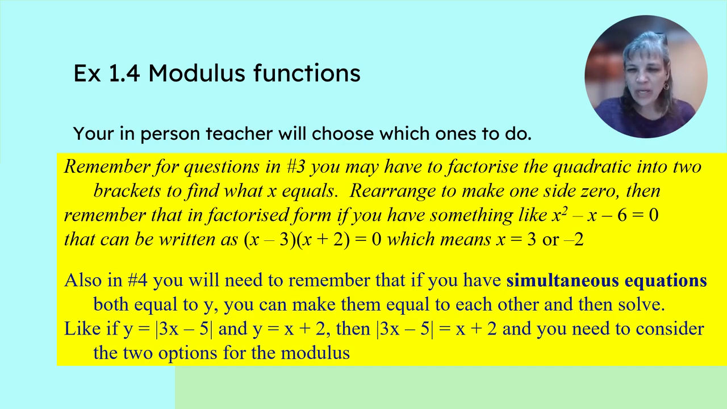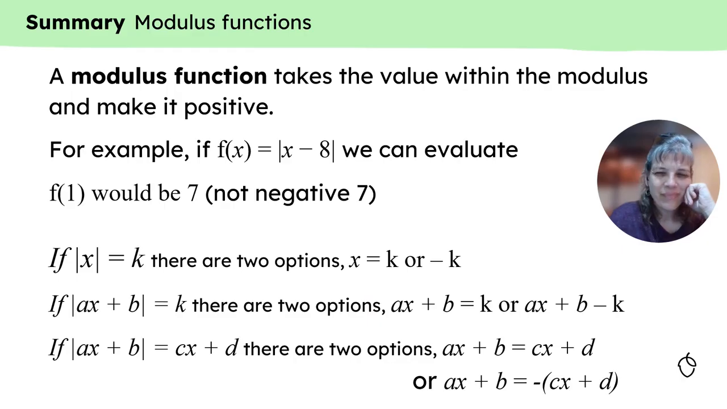Let's just review here before you start working. A modulus function will take the value within the modulus and it will make it positive. For example, if you have some function where you have the modulus of x minus 8, and we evaluate, well, what's f of 1? That would end up being positive 7, not negative 7. Even though 1 minus 8 is negative 7, the modulus turns it to its absolute value.